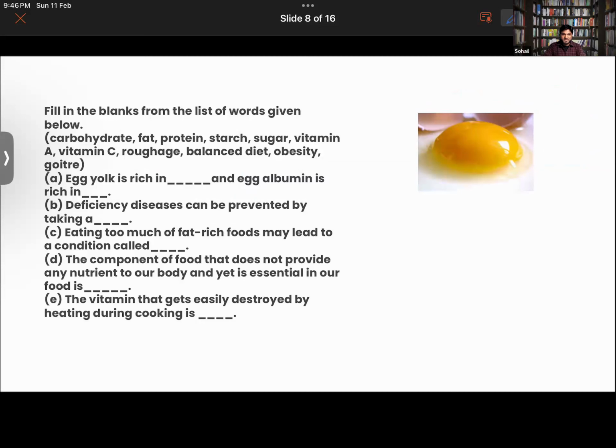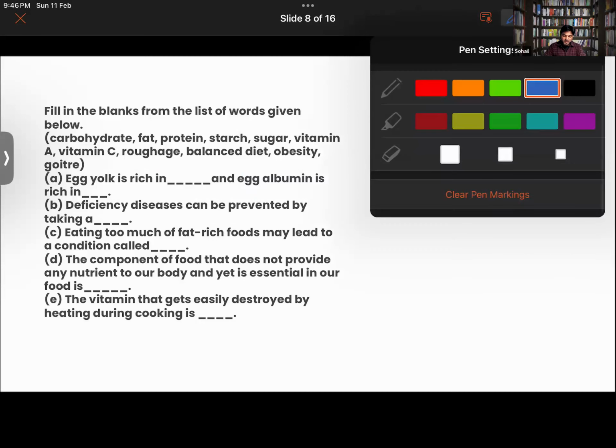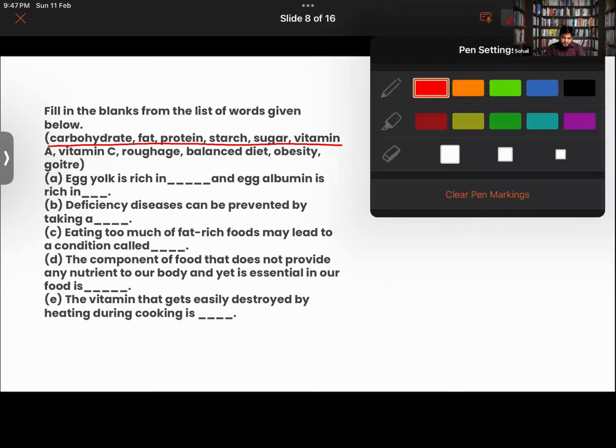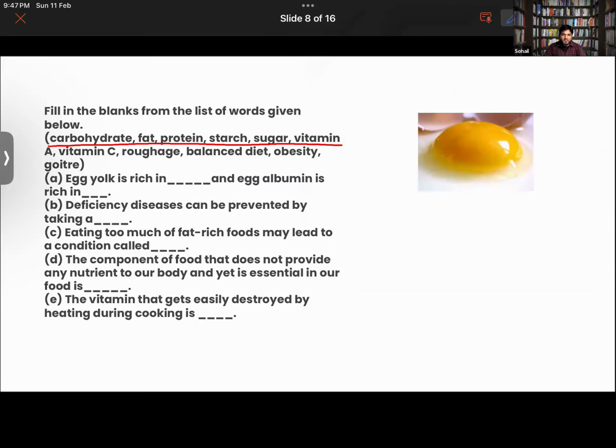you have to fill in the blanks given here. Options are provided to you. You have to fill them in the right option, the right question. By the way, the yellow part of the egg, what do we call that? And the white part of the egg is called albumin. Okay, no. Albumin is the white part. Yolk is the yellow part.